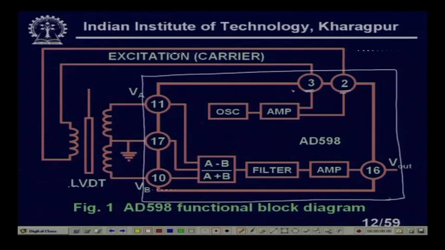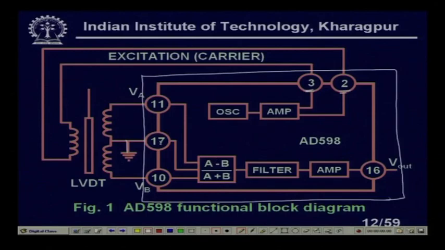So, 2 and 3 will be connected to the primary of the LVDT, and 10, 11 and 17 will be connected to the two secondaries of the LVDT. 10, 11 are the two extreme points of the secondaries, and 1 will be connected. The two secondaries are connected as shown, and it is grounded. These two signals come to a signal conditioning circuit which will make A minus B divided by A plus B, that means VA minus VB divided by VA plus VB, the ratiometric principle as I told you.